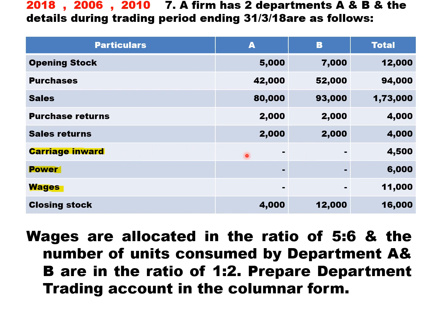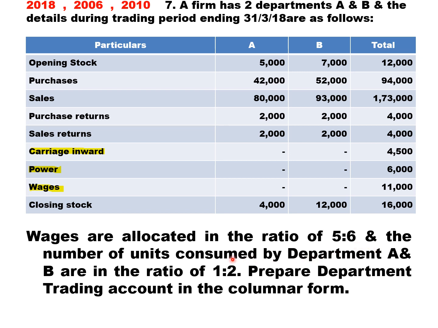4,500 carriage inward is distributed in net purchase ratio. Power is distributed in 1:2 as mentioned in the adjustment. Wages are distributed in 5:6 as mentioned in the adjustment. Wages are to be allocated in the ratio of 5:6. So no issues, wages distributed 5:6.